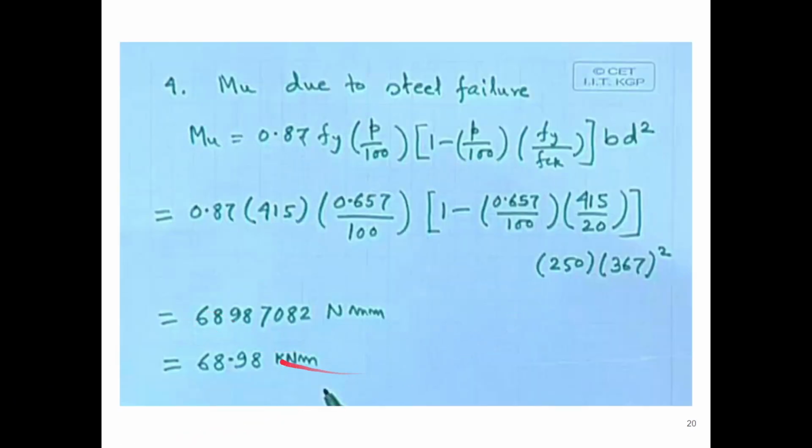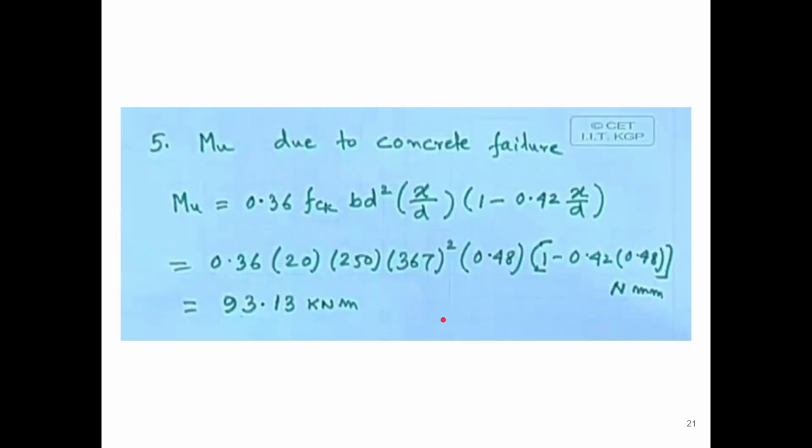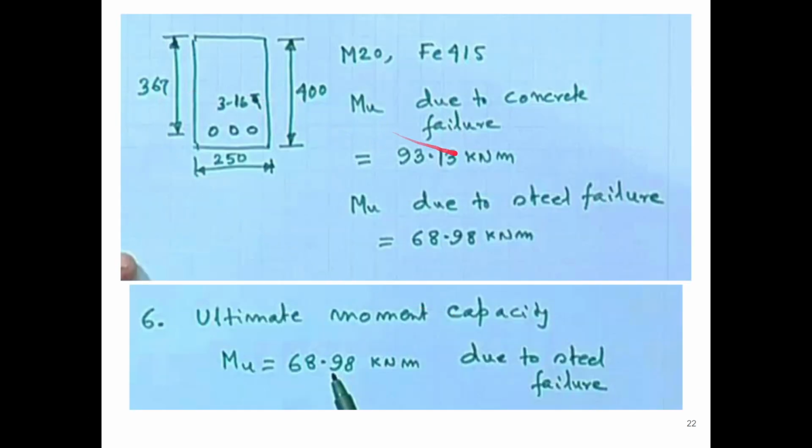So the moment carrying capacity of steel will be less, which is 68.98 kilonewton meter, and that is what has been noted here. So the moment carrying capacity due to concrete failure is 93.13 kilonewton meter, and for the steel failure it is 68.98 kilonewton meter, right? But the ultimate moment carrying capacity will be taken as the minimum of these two values. One is 68.98 and the other is 93.13. As 68 is lesser than 93, the ultimate moment carrying capacity is 68.98 kilonewton meter. That is happening because of the failure of steel, that is, due to the under reinforced section.